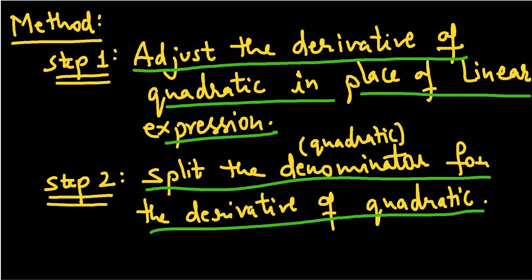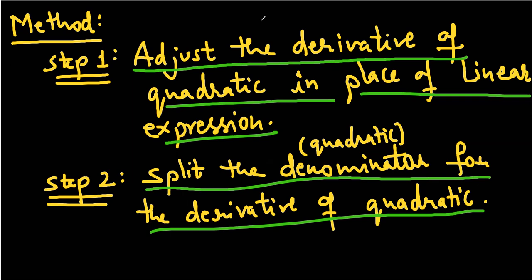It is: adjust the derivative of quadratic in place of the linear expression. You will ignore the square root that you have in the denominator, and you will just adjust the derivative of quadratic in place of the linear expression. And once you are done with it, you will split the denominator for the derivative of quadratic.